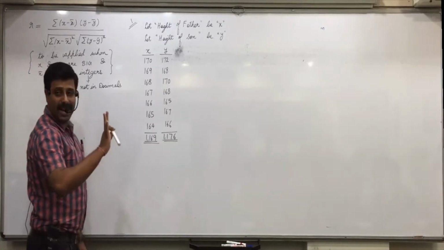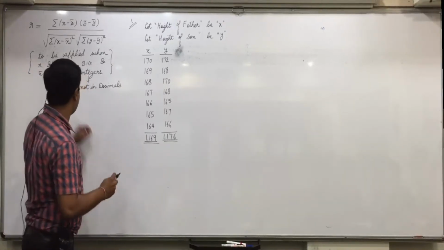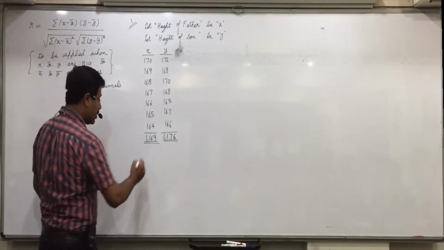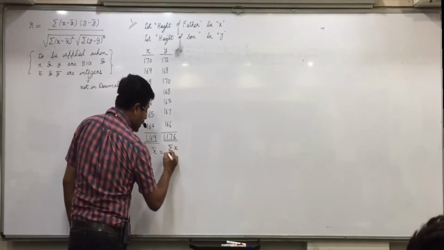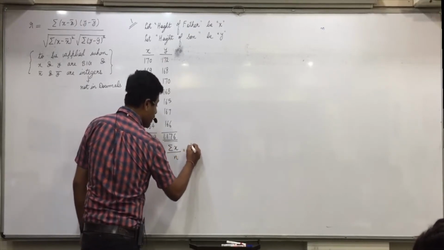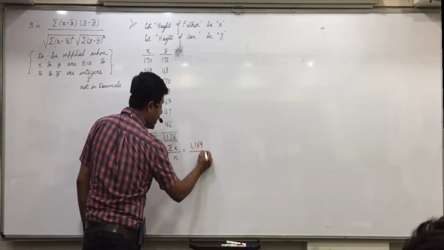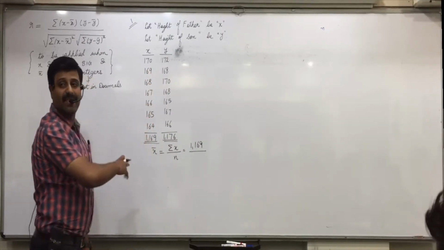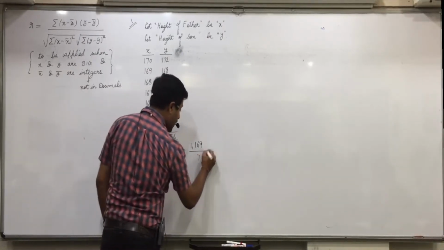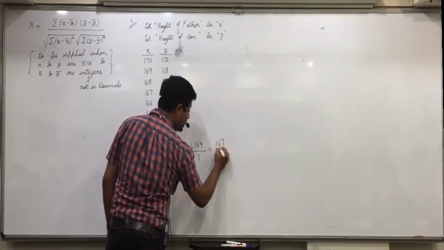Now first we will find x bar and y bar. Then we will decide whether we should apply this formula or not. So write x bar equals sigma x upon n, which is 1169 divided by 7. Can you see, 7 values are there? Divide by 7, 167.